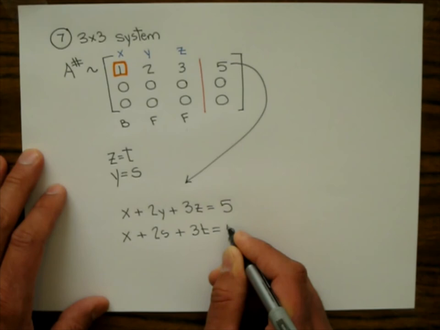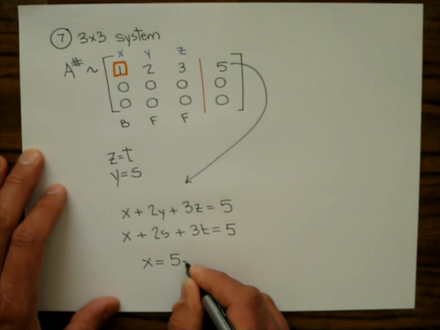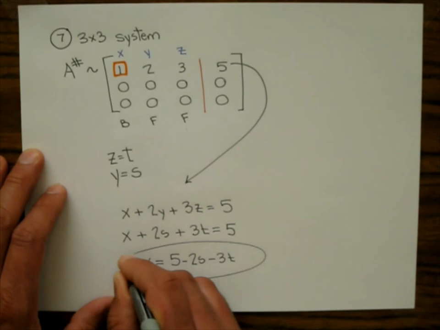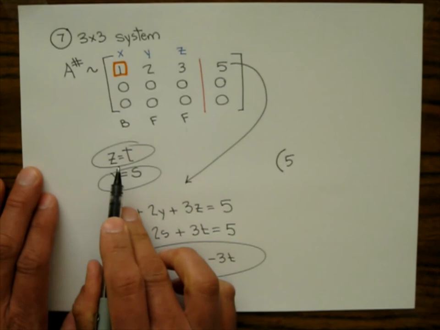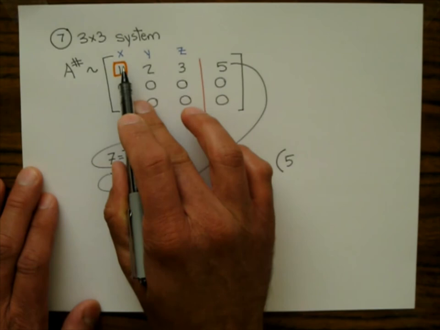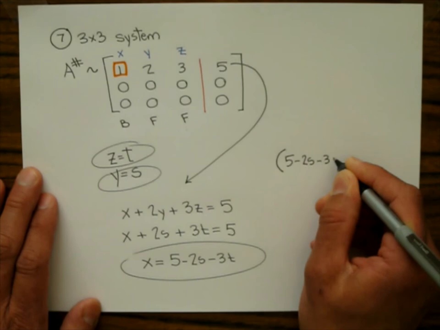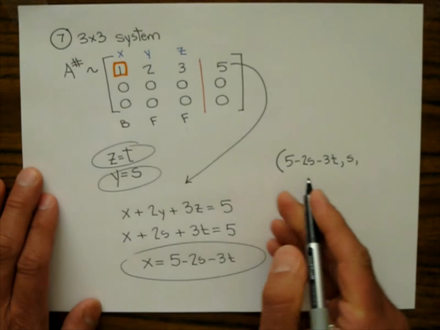I'm going to solve for X here. X is 5 minus 2S minus 3T. There's X, there's Y, there's Z. I'm going to go ahead and write that out as an ordered triple. So here we have it. And make sure you don't make the mistake of going, oh, the first one's T, the second one's S, and the third one's that, because X is first. Did you see that? And so we have 5 minus 2S minus 3T. The second coordinate is Y, which is S. The third coordinate is Z, which is T.